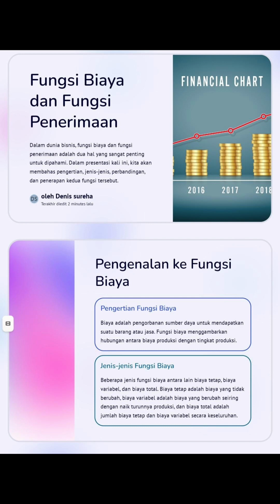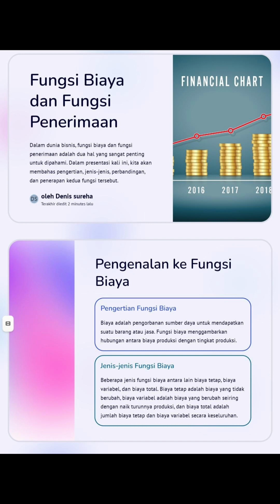Okay, cost function and revenue function. In the business world, the cost function and revenue function are two very important things to understand. In this presentation, we will discuss the meaning, types, comparison, and application of these two functions.